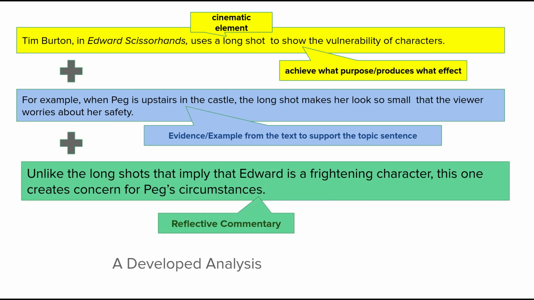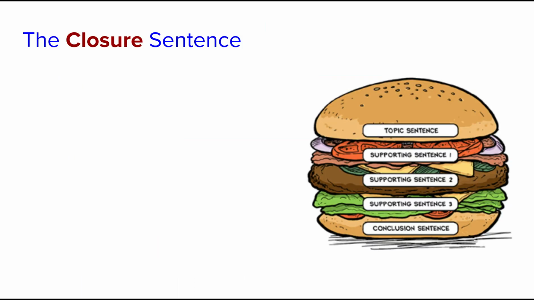Right? Our explanation of that. Put that together, and we have a developed analysis. You could write a paragraph with 30 sentences, but if you don't have a claim, evidence, and reasoning, it's still not developed. It's still not perfect. But now you've written your whole paragraph.